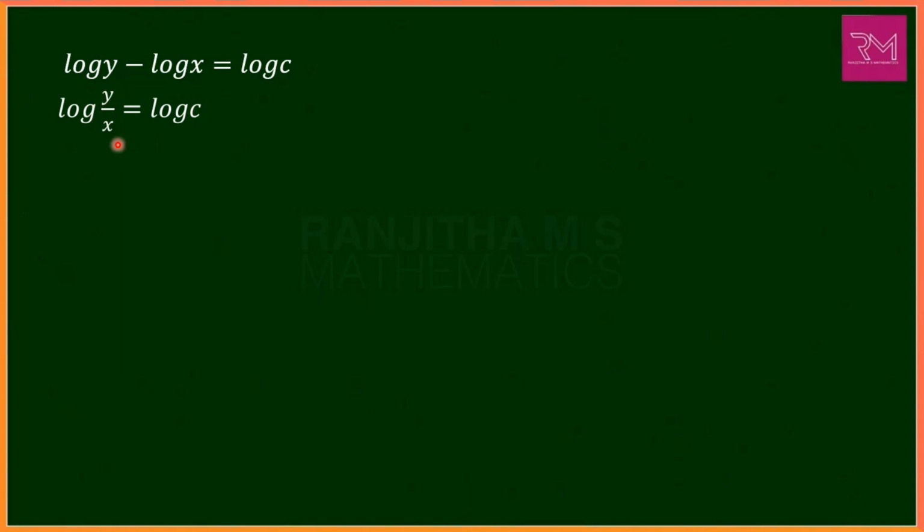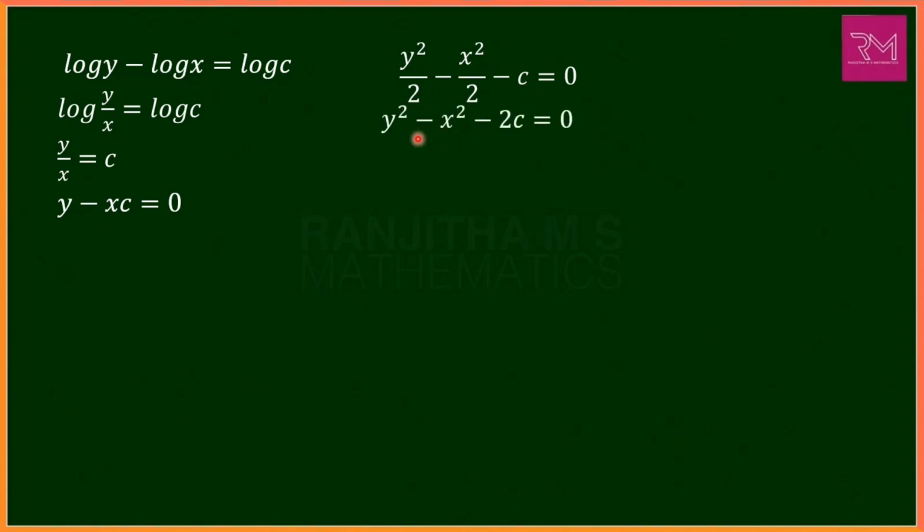Here log gets cancelled. The remaining is y by x equal to c, or if we take x to the right hand side, xc goes to the left hand side, we get y minus xc equal to 0. We get this value. Similarly, for this, we get y square by 2 minus x square by 2 minus c equal to 0. If we take 2 as LCM and simplify, we get y square minus x square minus 2c equal to 0.